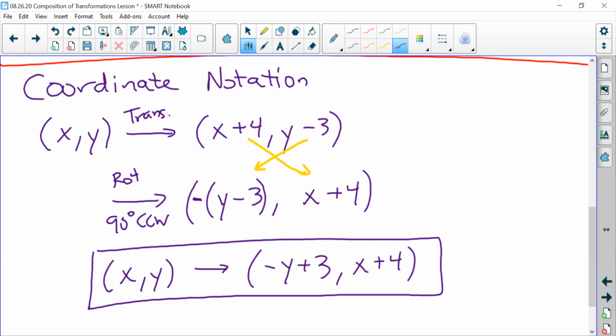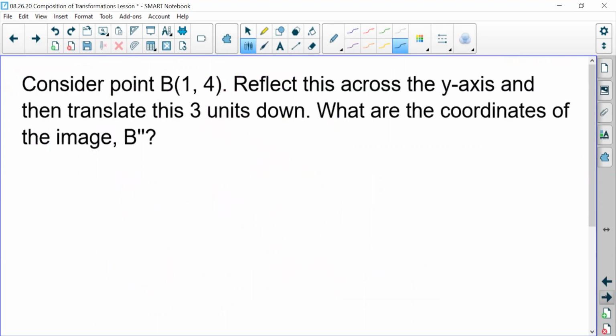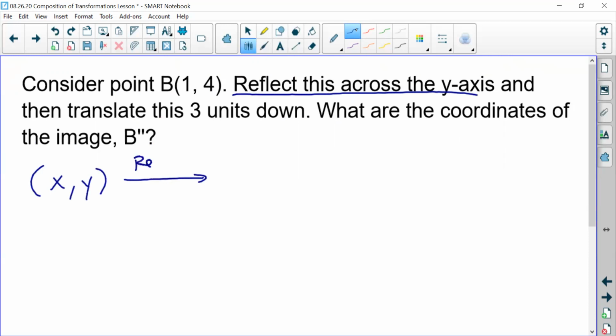Let's see another example. We want to reflect the point B (1, 4) across the y-axis and then translate this 3 units down. Again, our question says, what are the coordinates of the image B prime prime? So let's take this one step at a time. With our reflection across the y-axis, we're going to start off at (x, y). Remember, when you reflect across the y-axis, the x has the opposite sign, but y stays the same.